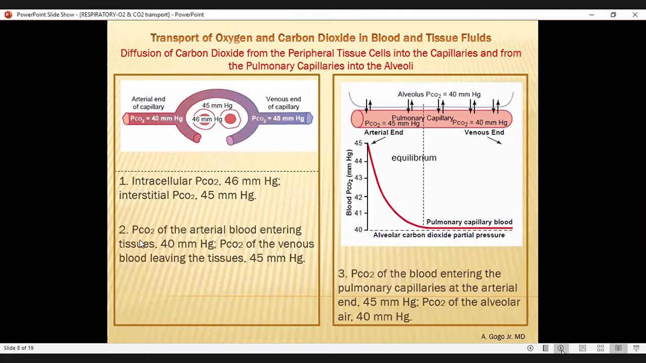Okay, diffusion of carbon dioxide from the peripheral tissue into the capillaries. So that is the story of oxygen. How about carbon dioxide? In the arterial end of the capillary, PCO2 is 40 millimeters of mercury. But inside the cell, carbon dioxide is 46 millimeters of mercury. And in the interstitial space, PCO2 is 45 millimeters of mercury. Why? Because this is being diluted.